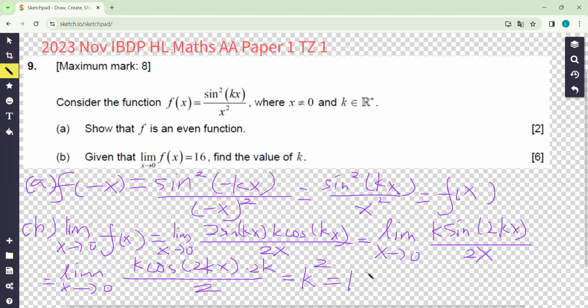So k squared equals 16, so k equals plus 4 only, because k is a positive real number. Did you get the answer? Surely you got it. Well done.